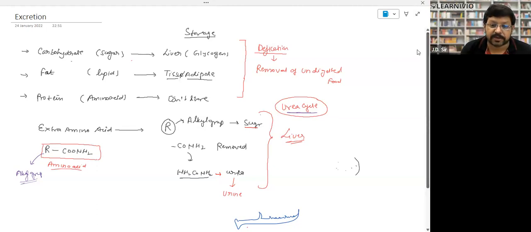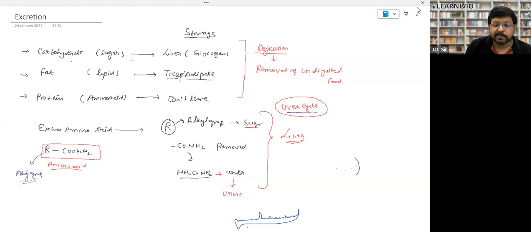We use the term defecation, so defecation should not be confused with excretion, right? Defecation is a different thing. We use the defecation term exclusively for removal of undigested food, and excretion is removal of nitrogenous waste from our body, right? So this was the story of excretion. Fine, so let's come to the question.